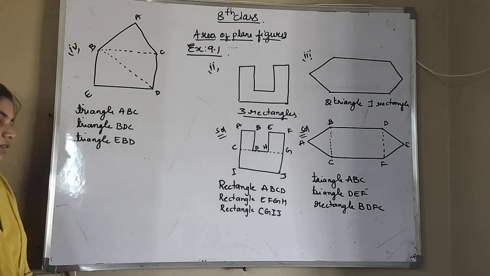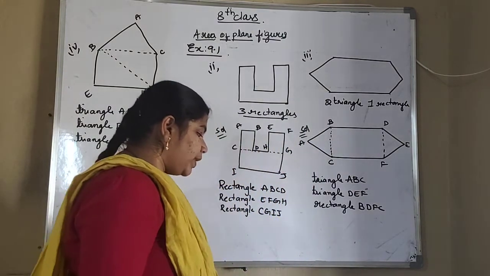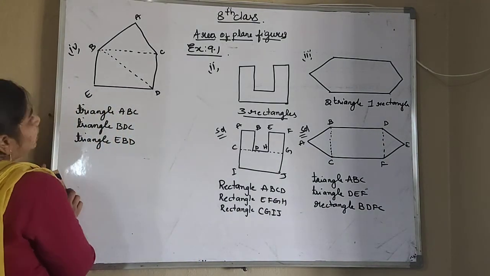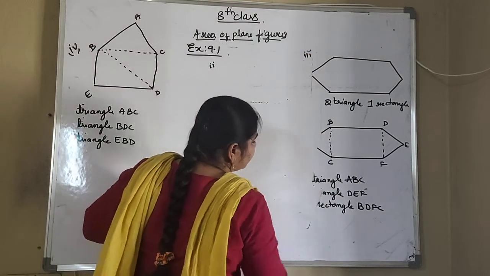So this is our first bit. Second bit we will see. Find the area enclosed by each of the following figures. So we have to find the area of the given figures now. How to find the area, we will see.